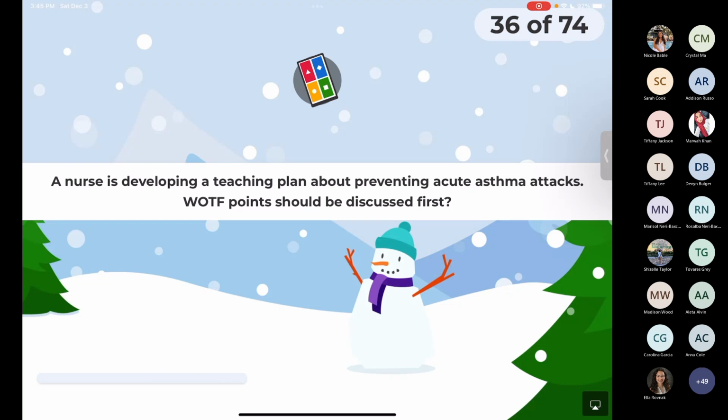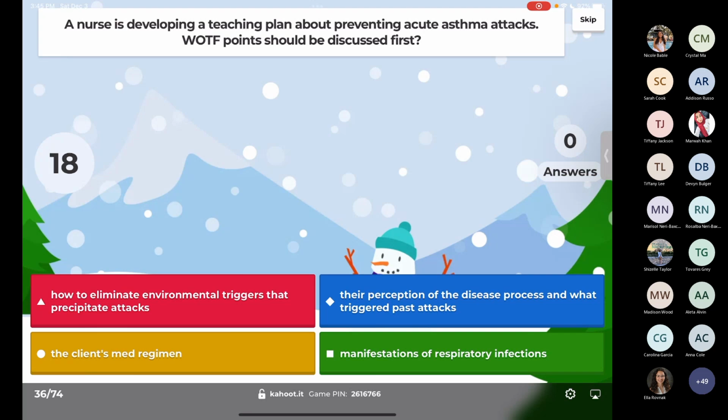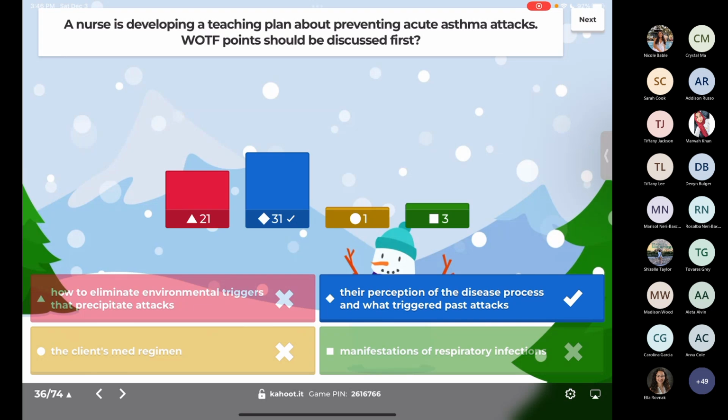A nurse is developing a teaching plan about preventing acute asthma attacks. Which of the following points should be discussed first? Good job, guys. So if I'm teaching about prevention, I really need to assess my patient's baseline level of understanding before I can go ahead and teach.